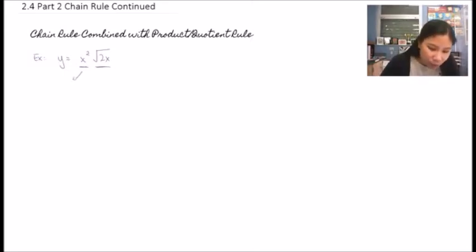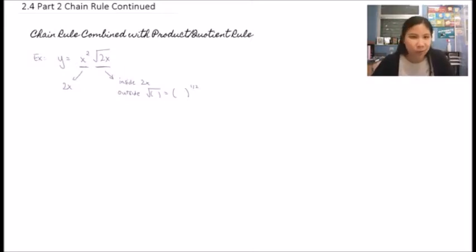So with the product rule, I'm going to start with that because I need to find the derivative of each part. So the derivative of x squared is just 2x. The derivative of the square root of 2x is where I'm going to need the chain rule. So the inside part is going to be 2x. The outside is the square root of stuff, which I'm going to rewrite as to the half power because I don't like radicals.